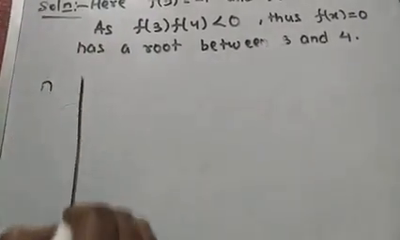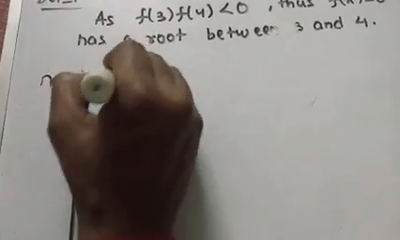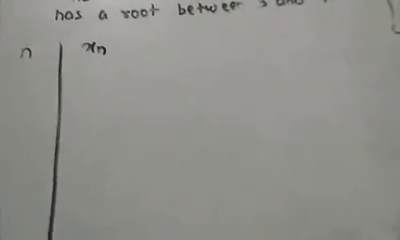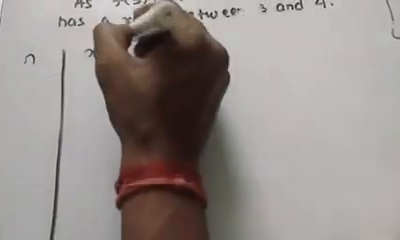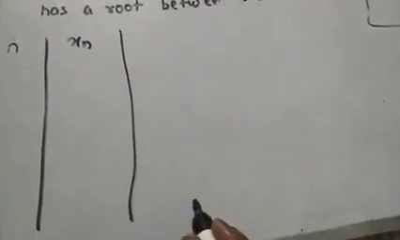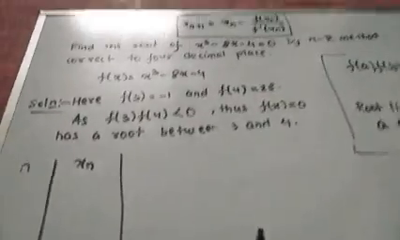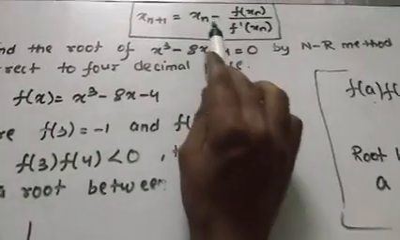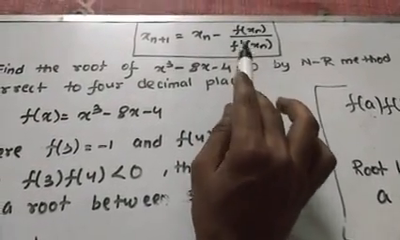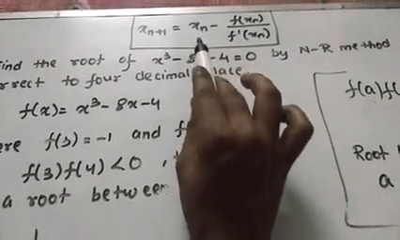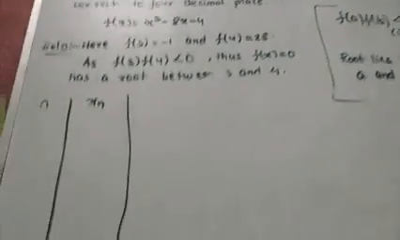Okay, then next will be xn, the initial point from where we are going to start the iteration method. Next we have to know what things are required: xn, f of xn, f dash of xn. These three things are required, so we will find that only.